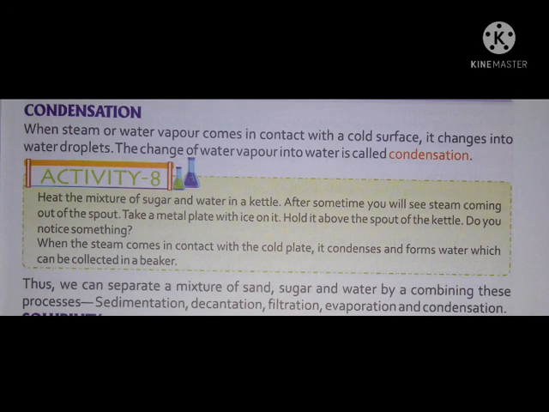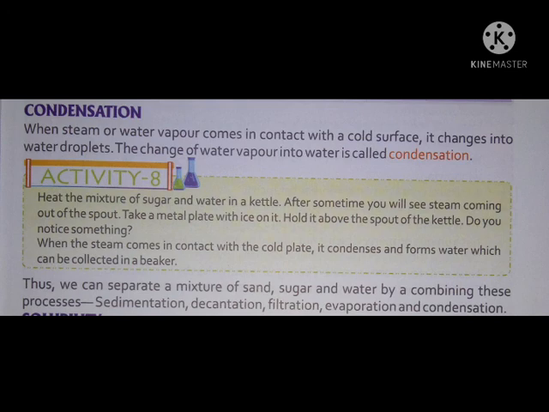Thus we can separate a mixture of sand, sugar and water by combining these processes: sedimentation, decantation, filtration, evaporation and condensation. So we can separate a mixture of sand, sugar and water by using various methods. What are the methods? Number 1 sedimentation, number 2 decantation, number 3 filtration, number 4 evaporation, and after that we have to use condensation.